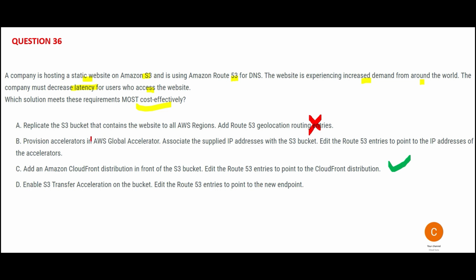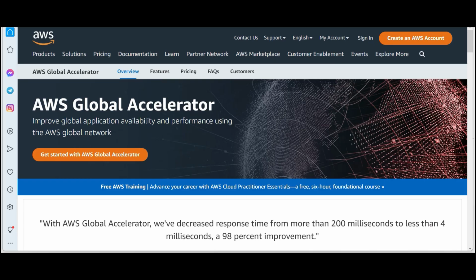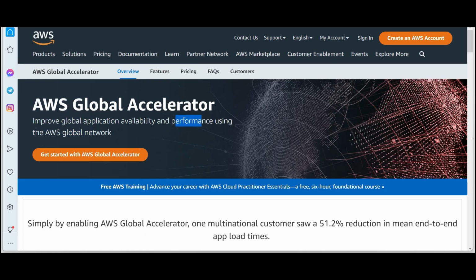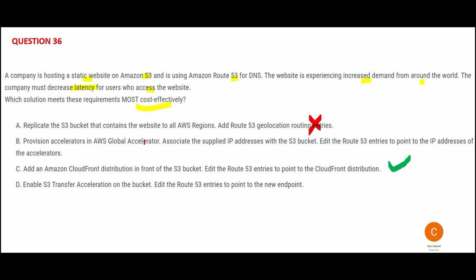Now B says provision accelerators in AWS Global Accelerator. What is its purpose? You can make use of the AWS global network to improve the performance. So it is saying that I will use the internal network to fast track it, but CloudFront distribution will do the same. Just Global Accelerator will not help, because you will have to use a CloudFront distribution to fast track and reduce the latency.